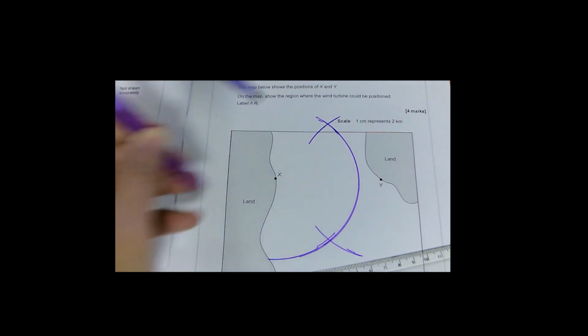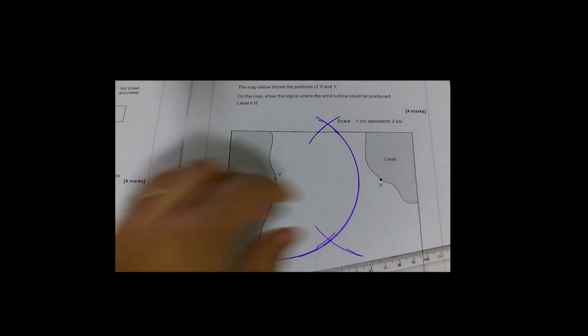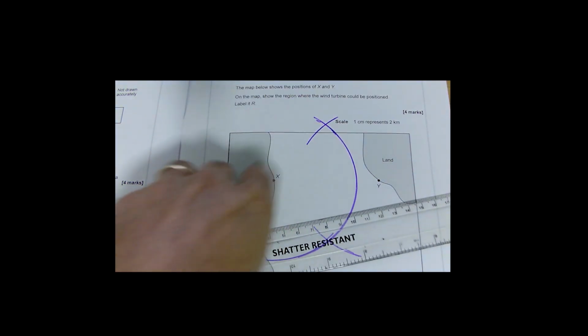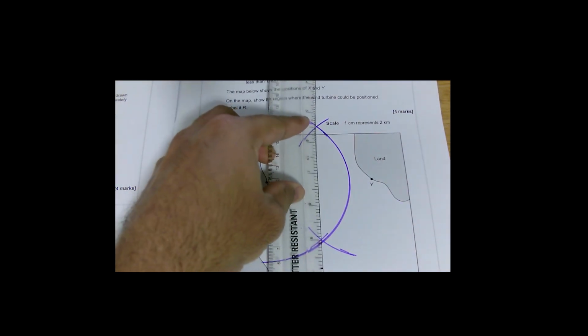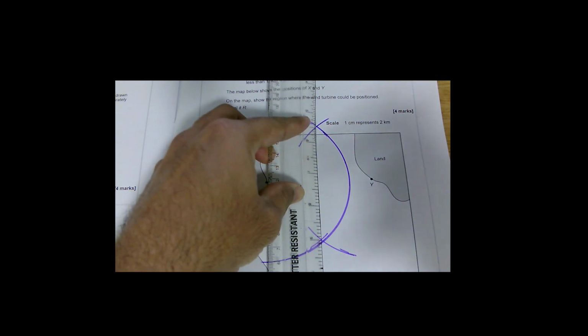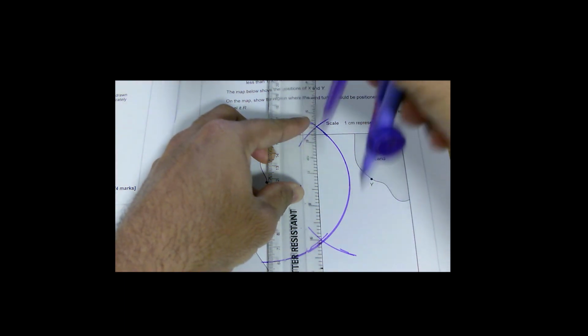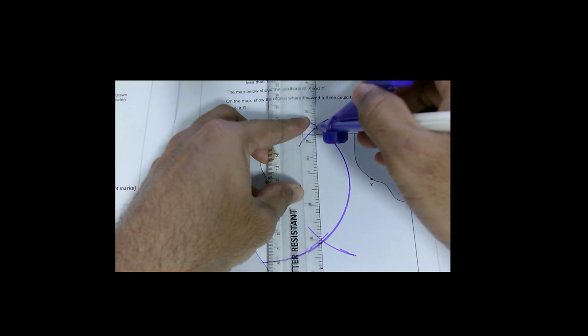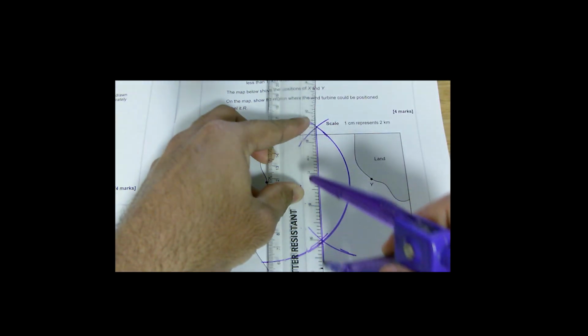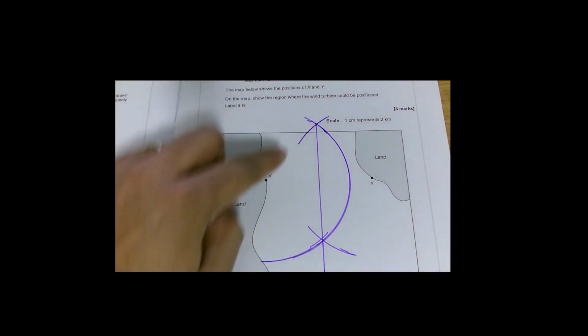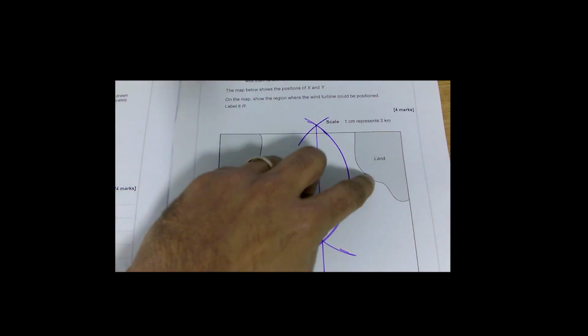Now where those two crossing points are, they are exactly the same distance away from x and y, which in this case is 6 centimeters. We didn't have to keep it 6 centimeters, but it makes it easier to draw. Then all we have to do is place your ruler on those two crossing points and join them up. So any point on that line is exactly the same distance from x and the same distance from y.